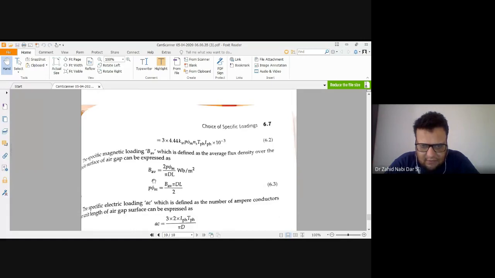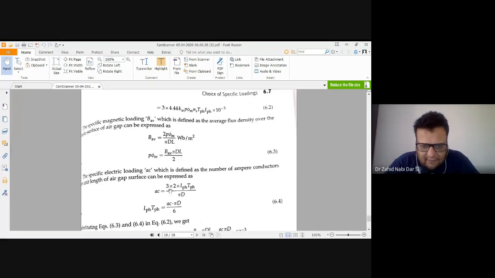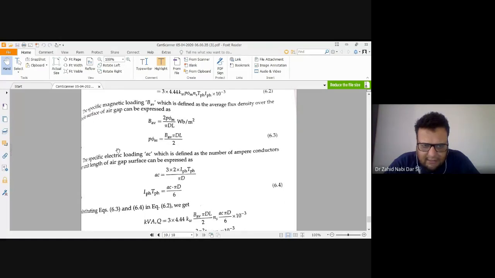You have this flux equation. Now you can substitute this flux in for phi m, you can write B average into A. Similarly for AC you can write this equation, and this is the specific magnetic loading, which is defined as the average flux density over the total surface of the air gap, can be expressed as, see this. Similarly your electrical loading you have already done. Remember, Thara?